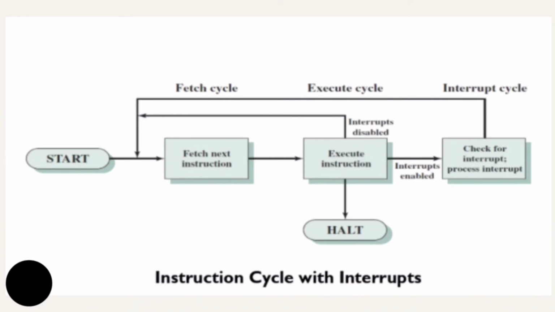Instruction cycle with interrupts. To accommodate interrupts, an interrupt cycle is added to the instruction cycle. In the interrupt cycle, the processor checks to see if any interrupts have occurred, indicated by the presence of an interrupt signal. If no interrupts are pending, the processor proceeds to the fetch cycle and fetches the next instruction of the current program.